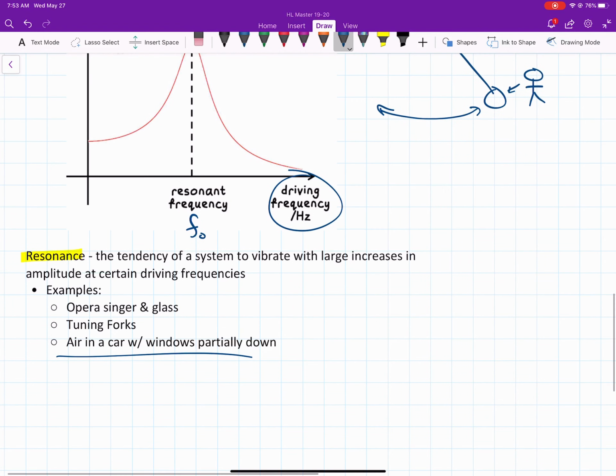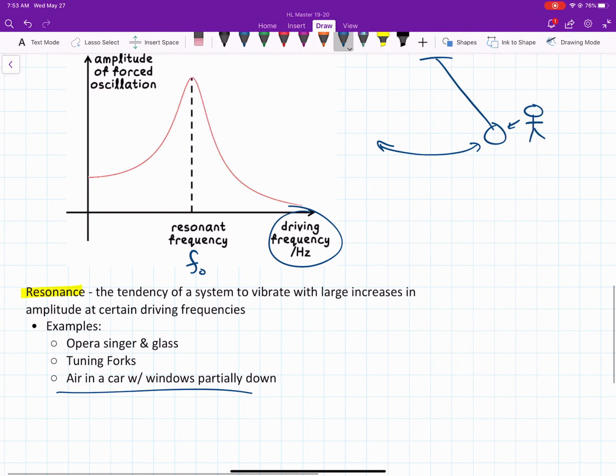So I hope that helps clarify either frictional or driving forces for an oscillator. And that is it for this lesson.